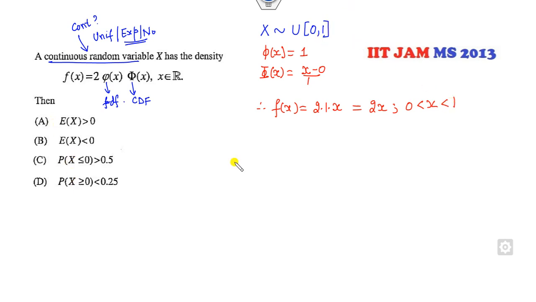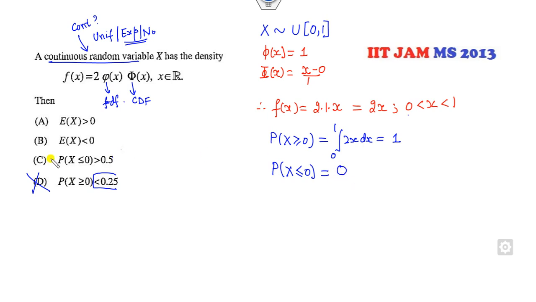Now you can look at the last option. Firstly, x is greater than or equal to 0. Because it's continuous, it's 0 to 1, 2x. So what is the right answer of this? It's 1. But he said less than 0.25. Look at the last option, option C. If it is less than or equal to 0, clearly it is 0. But he said greater than 0.5. Remember, this is the one particular example I have taken. Your target is always to discard the options.